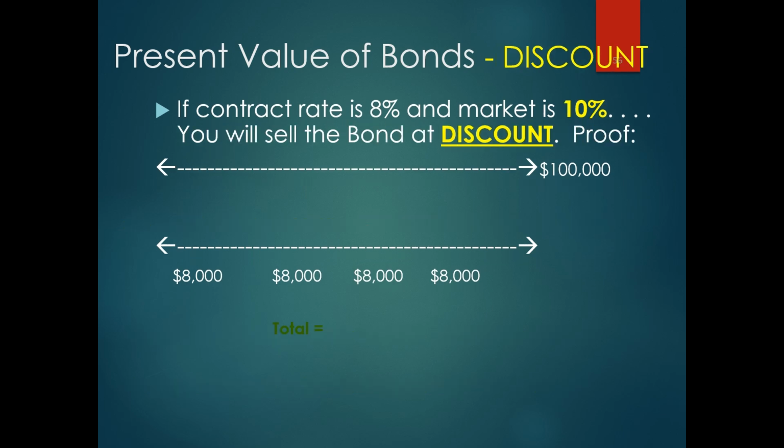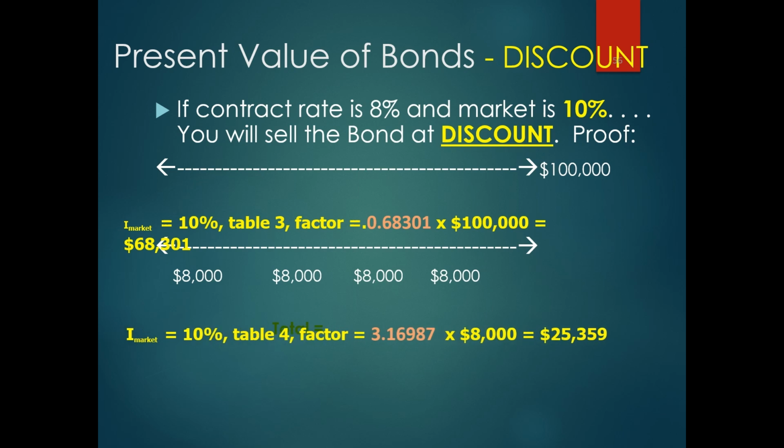Now, what happens when there's a discount? Present value of the bond at a discount. We know when a bond is sold at a discount, we get less than face value. So we still have our two timelines, 100,000 and the 8,000 for 4 years, but now we're using a different market rate, 10%. You go to table 3, single amount, for the 100,000, and table 4, annuity, for the 8,000.